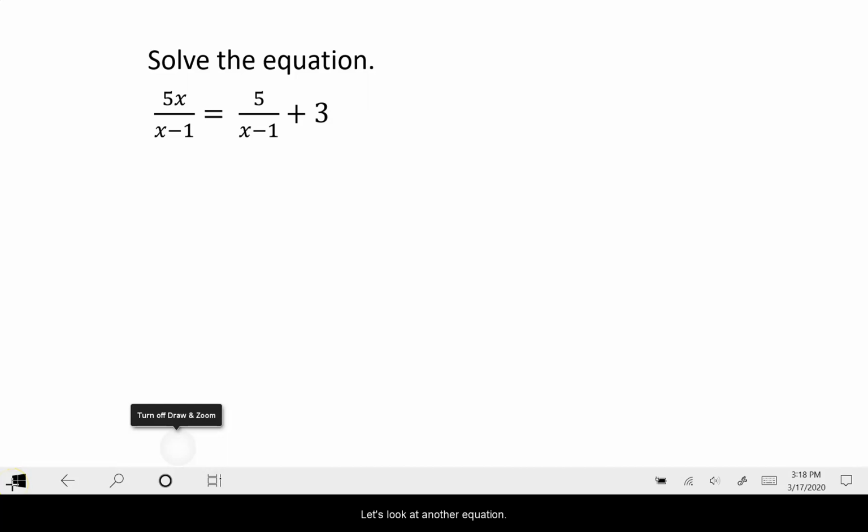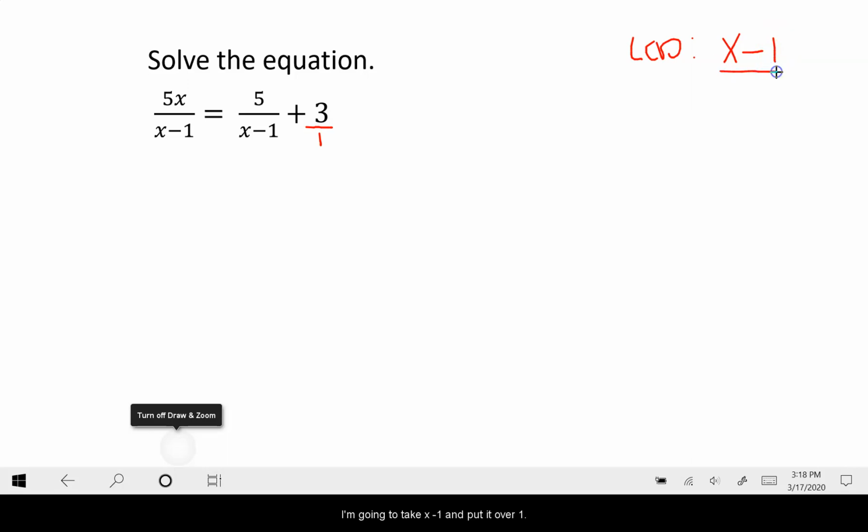So let's look at another equation. This time we have binomials for our denominator, but it's our same first step. We need to figure out what is the least common denominator for this equation. And so I'm going to make 3 a fraction by putting it 3 over 1. So let's look at our bottom. What is the least common denominator? Well, they both have x minus 1.